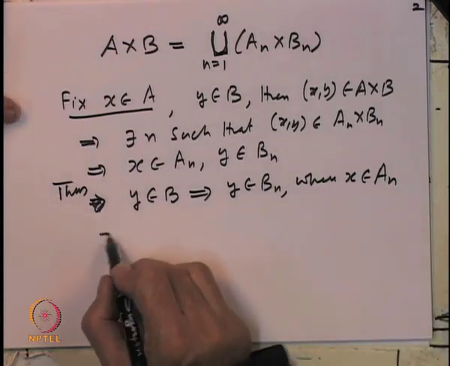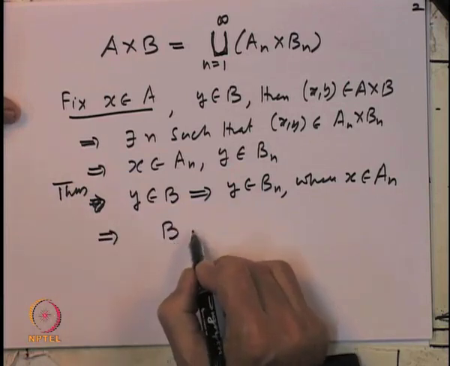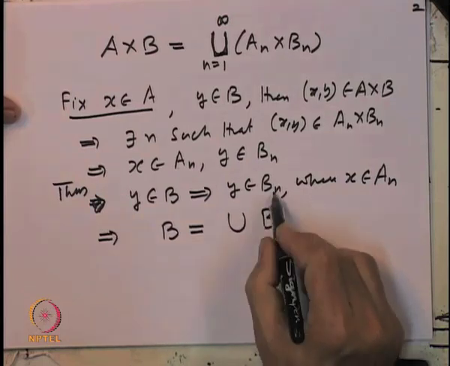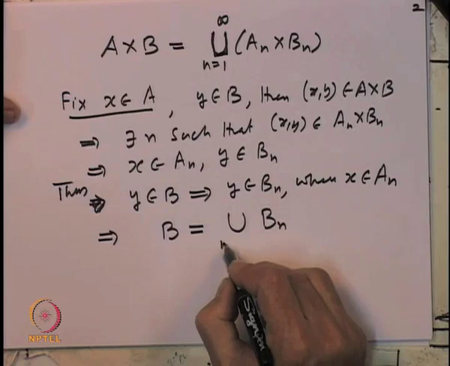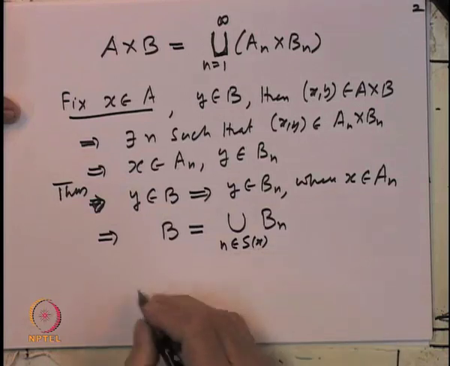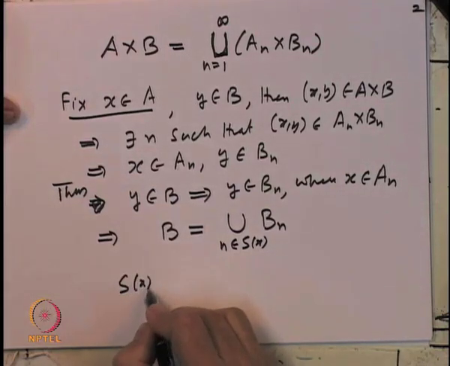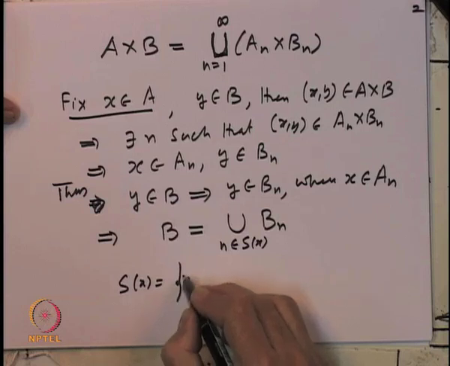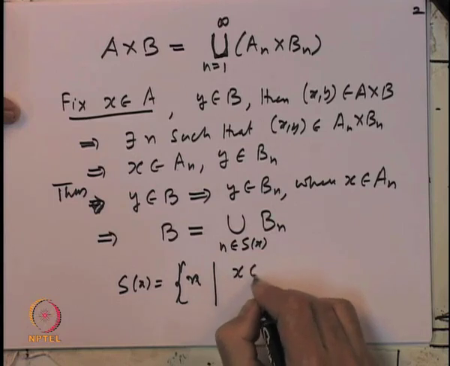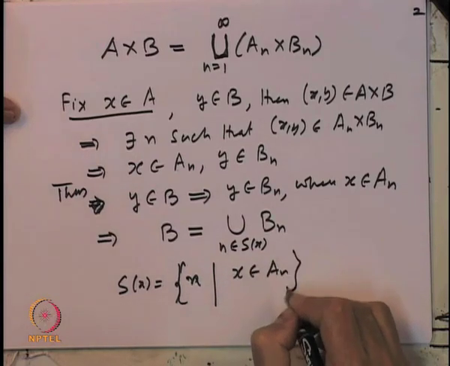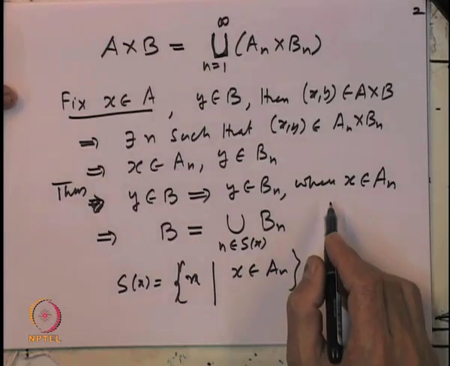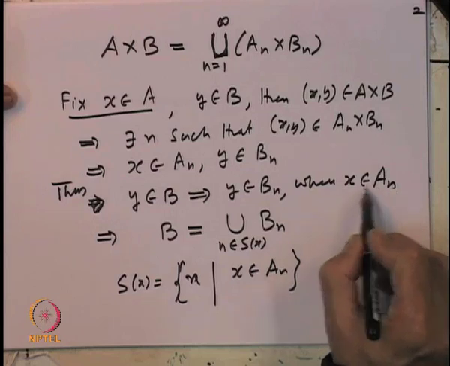So, that implies that I can write the set B as a union over sets B n, where n belongs to S of x. So, what is S of x? S of x is the set of all those indices n such that x, which is fixed, belongs to A n.